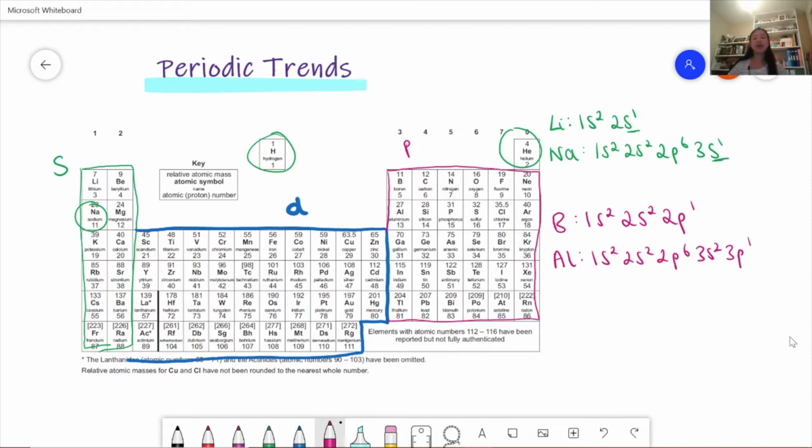And so we can see there's a pattern to the electron configurations depending on the period. It'll always resemble what the element above is like, but just with an extra s shell, or in lithium and sodium's case, this extra 2p.